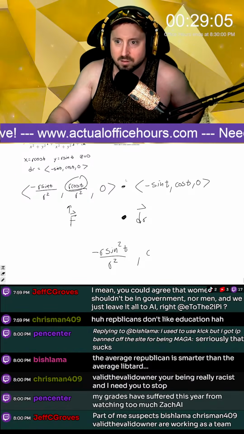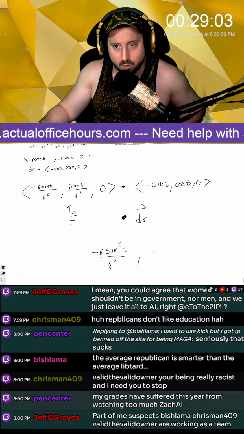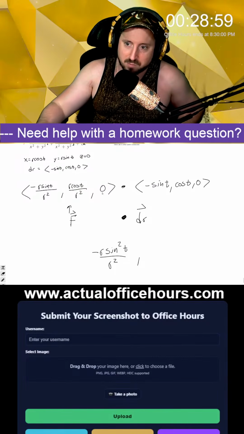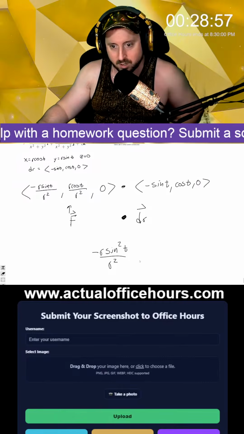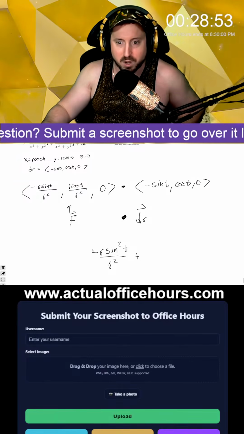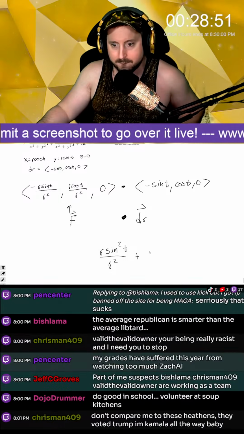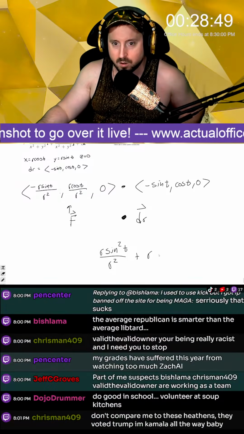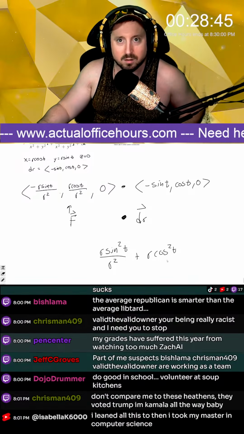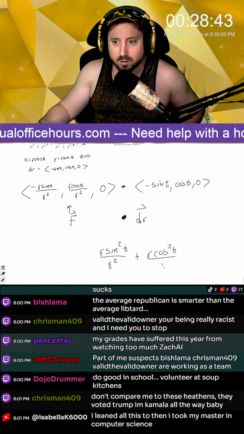Okay, so then this is r cosine squared t. Oh, and a dot product means we add them, right? So this times this, plus this times this, plus this times this. Yeah, right? So then this is plus, wait, then this is positive, right? Plus r cosine squared t over r squared.